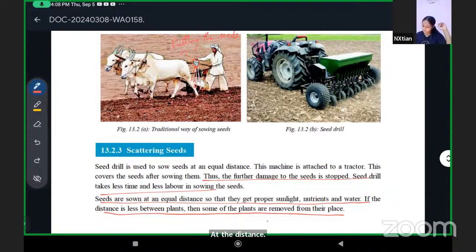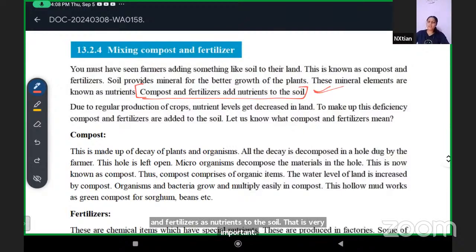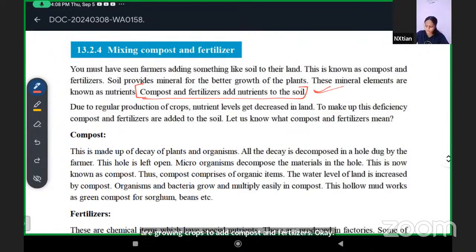Okay, then we have mixing compost and fertilizer. Then compost and fertilizer mixing is done. You must have seen farmers adding something like soil to their land. This is known as compost and fertilizers. Soil provides minerals for the better growth of the plants. These mineral elements are known as nutrients. Compost and fertilizers add nutrients to the soil. That is why it's very important when we are growing crops to add compost and fertilizers, so that nutrients can be provided to the plants and the crops.